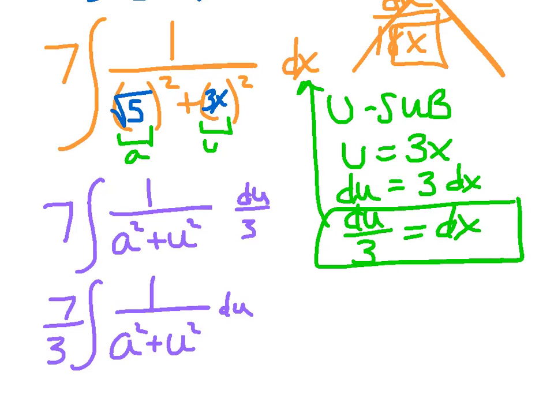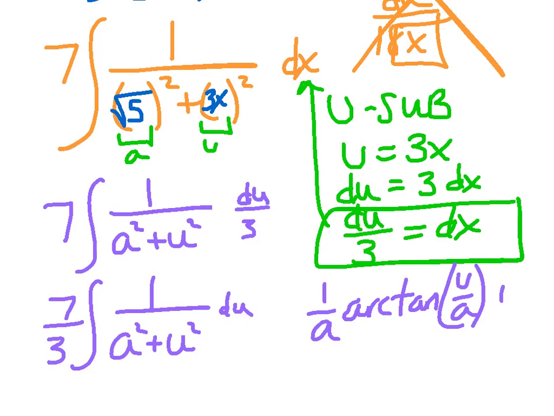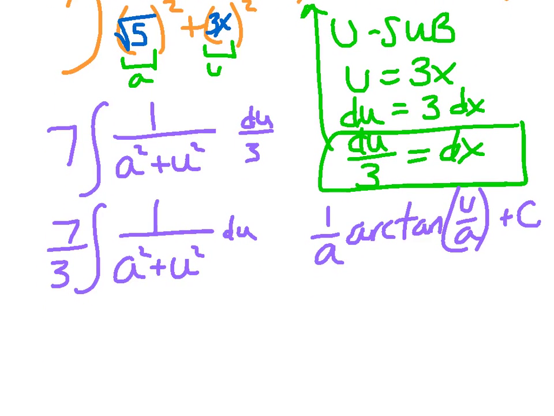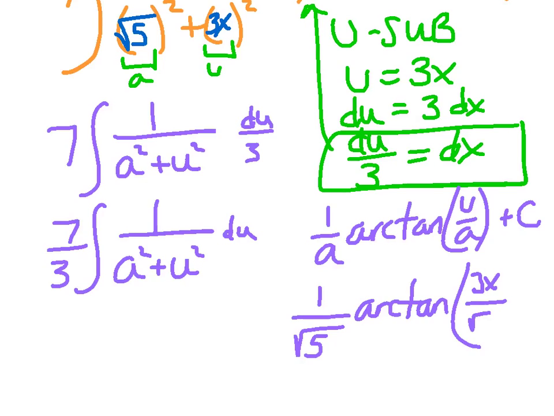1 over a squared plus u squared du. And it's not arc sine this time because I don't have the minus and the square root. This is the arctan. And again, you're just going to have to commit those formulas to memory. Arctan is 1 over a, arctan u over a plus c. So when I substitute these in, I'm going to get 1 over, my a was radical 5, arctan u over a, my u was 3x over radical 5, plus c, and don't forget you had that 7/3 out front, so I'm going to multiply this beginning part by 7/3.